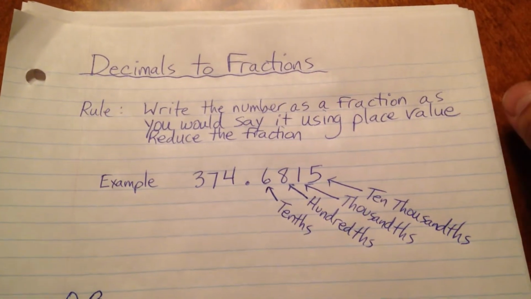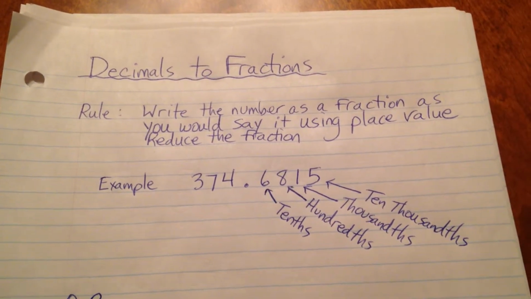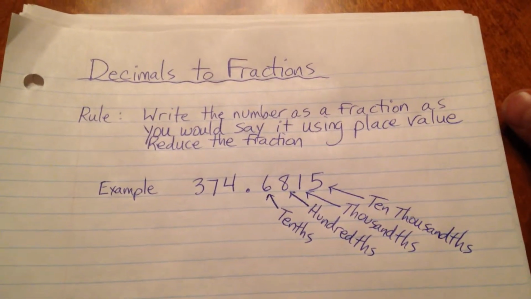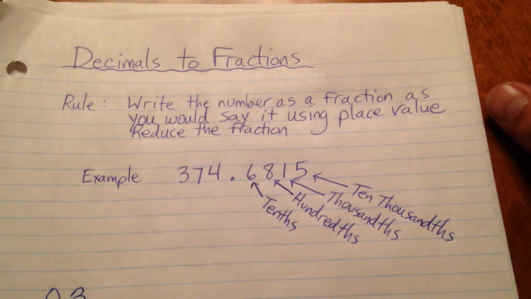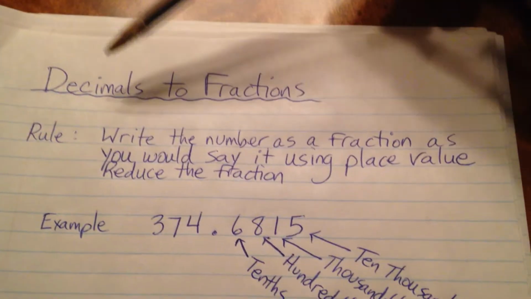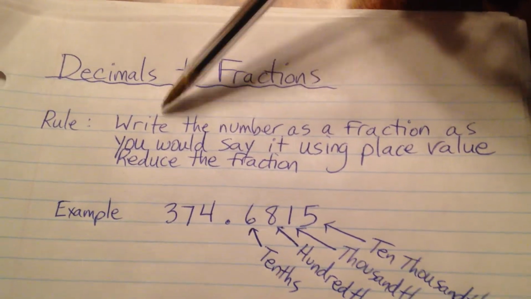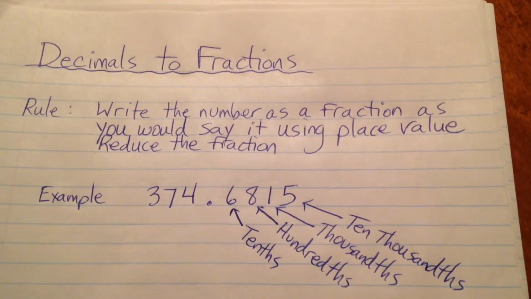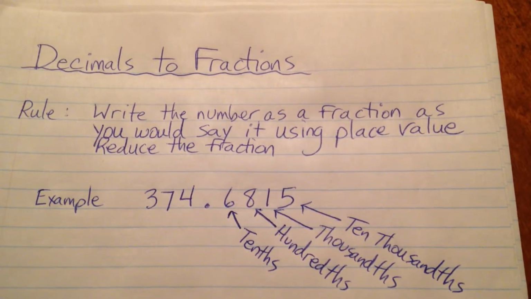Here's our final conversion, decimals to fractions. The second one is actually very difficult for students to do. So this is how it goes. The rule that I've written down, and the students have this already, is: write the number as a fraction as you would say it using place value, then reduce the fraction.